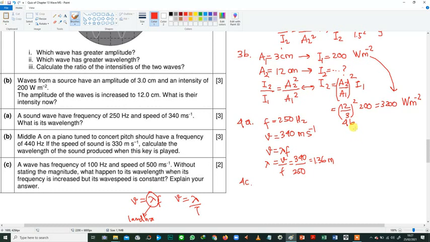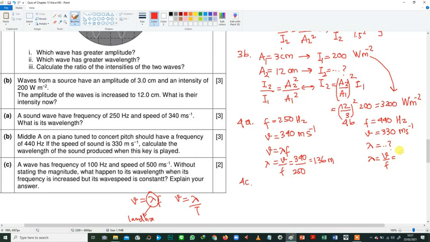Okay, 4B: middle A, a note on a piano tuned to concert pitch, should have a frequency of 440. So we have the frequency 440 Hertz. If the speed V is 330 meter per second, calculate the wavelength. This is also the same, so we are going to use the same equation like this.